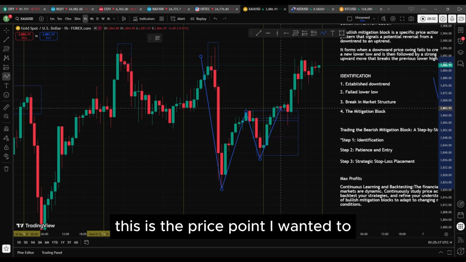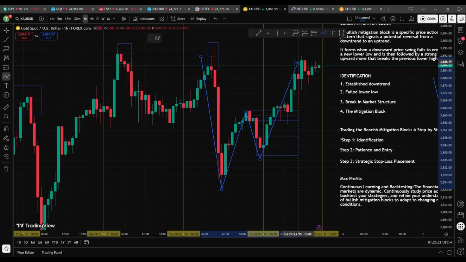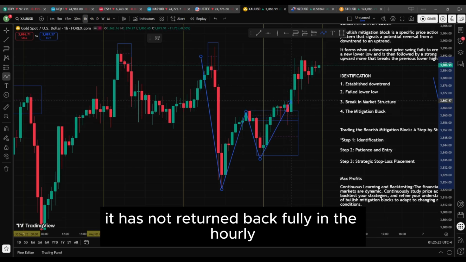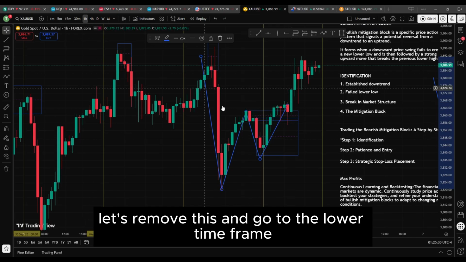This is the price point I wanted to look at, but we'll get to it. Off it goes. There's no return back for you on the hourly. Let me look at what happened at this price point. Let's remove this and go to the lower time frame.